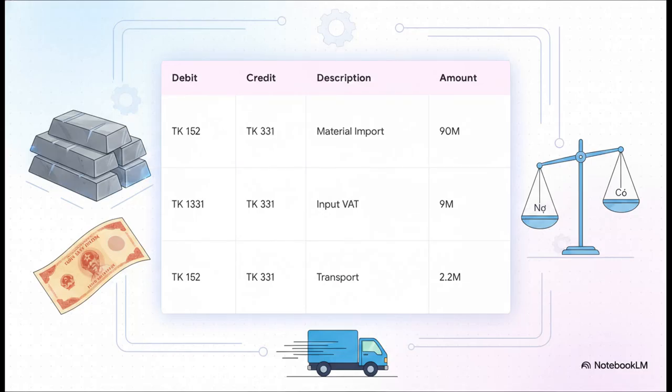Let's actually look at how this plays out in practice with a journal entry for buying, say, 5,000 kilograms of steel. Watch closely how the debit, which we call NO, and the credit, which we call CA, have to balance out perfectly. First, we debit our materials account, TK152, for the 90 million dong base purchase price. Next, we separately record the 10% input VAT. But check out that third line. Notice how we debit TK152 a second time for the 2.2 million dong transport cost. We do this to bring our total, true original cost for that steel up to 92.2 million dong.